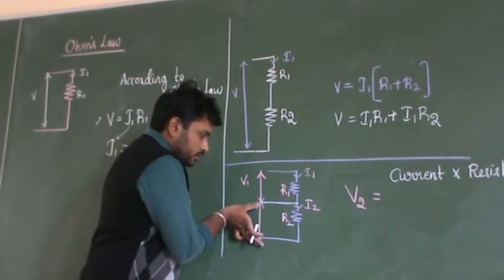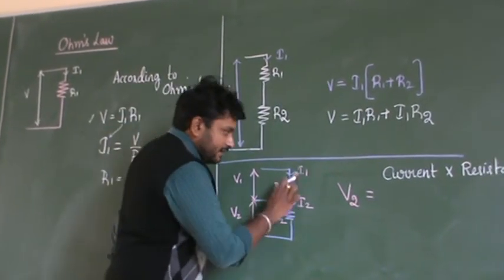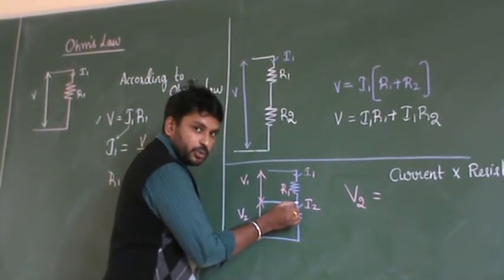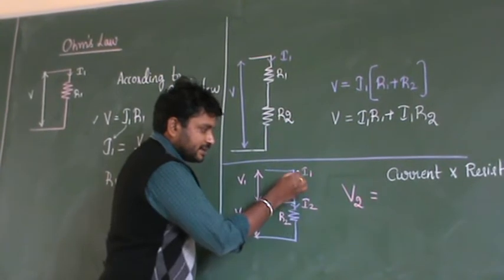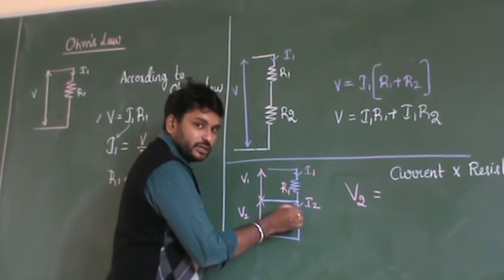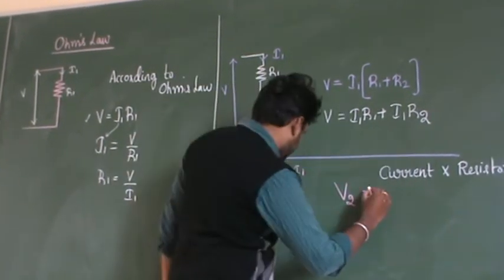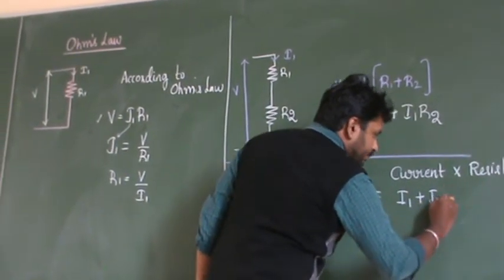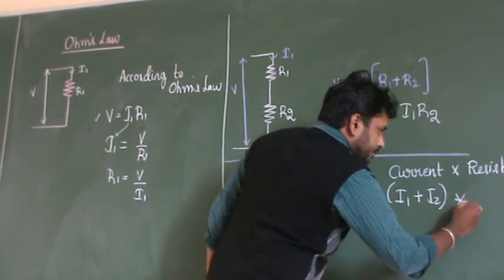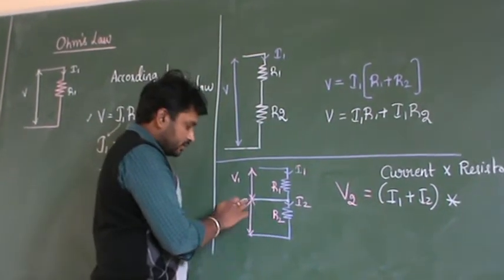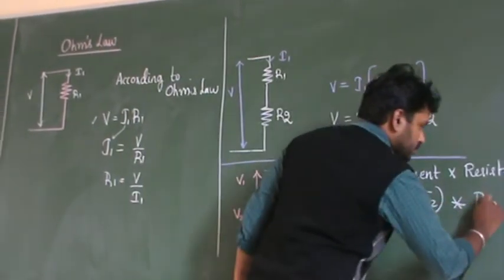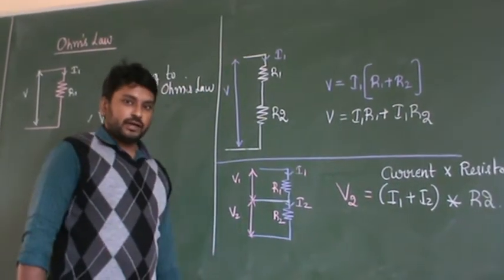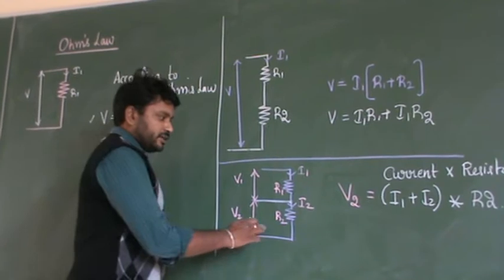So V2 is nothing but I1 plus I2, because this current will also come to this point. To this point, this current is also coming and this current is also leaving. So therefore, I have to write it as I1 plus I2 into, what is the resistor which is there across V2? It is R2. So therefore, this is the equation for this. Understood?